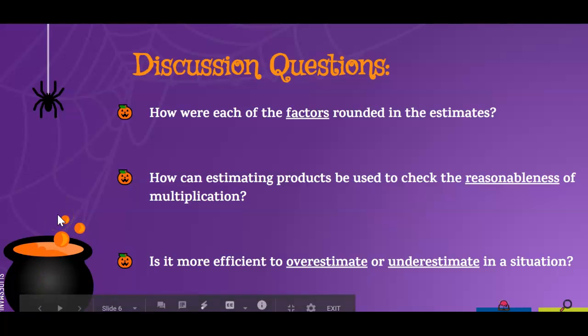Is it more efficient to overestimate or underestimate in a situation? Well, it depends on the situation, and they both can be efficient.